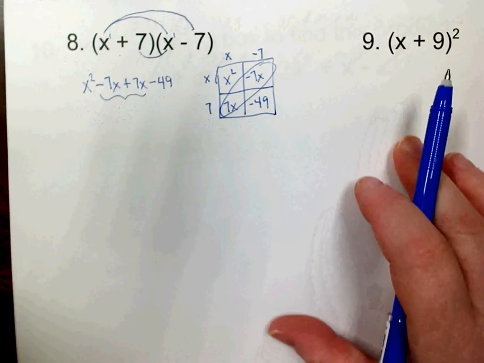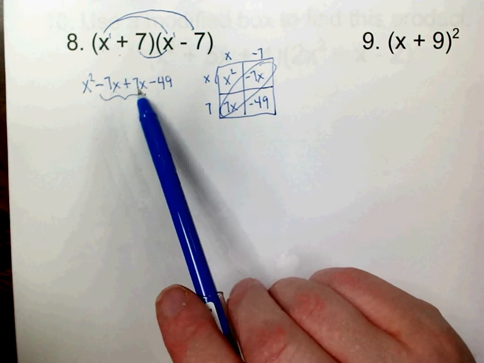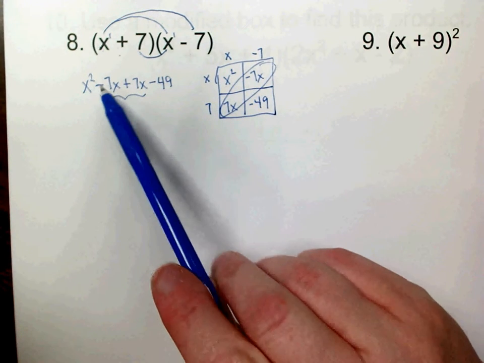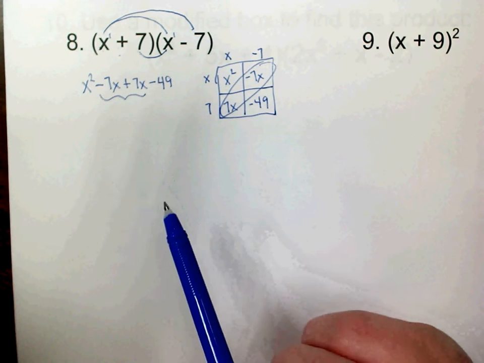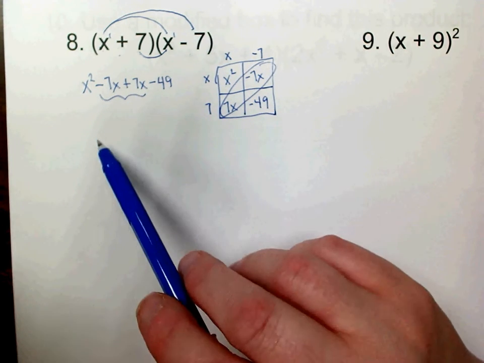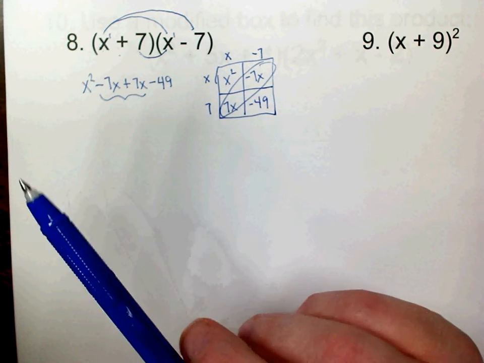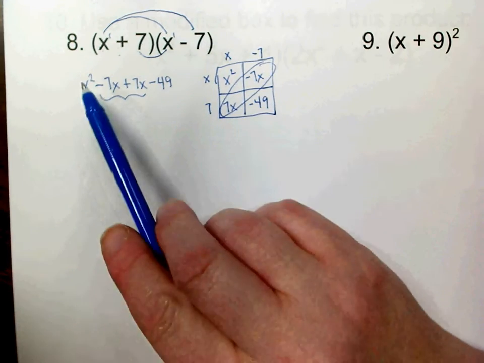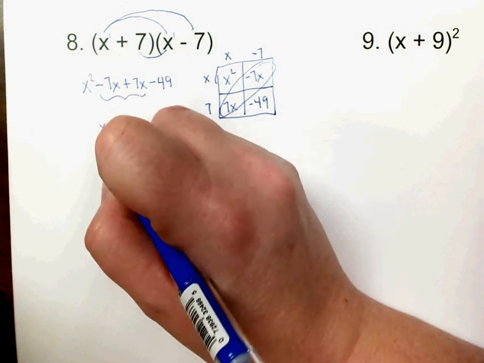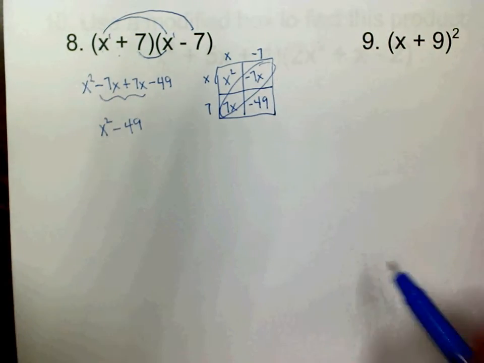But you should notice something special about these like terms. These are opposites. If you add a negative 7x to a positive 7x, that means you have 0 x's. So do you write that in your answer? No, you do not. If you have 0 x's, that means you have no x's. So your answer ends up only being 2 terms, the x squared and the negative 49. So that's x squared minus 49 as my answer.